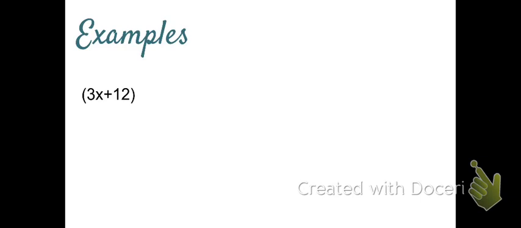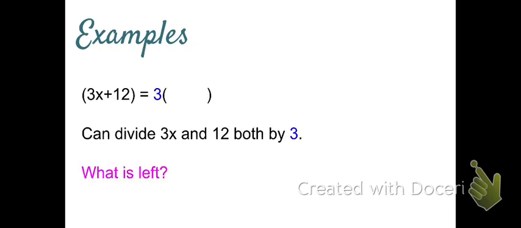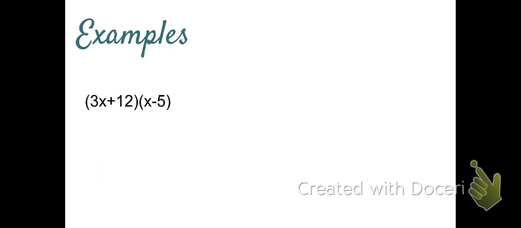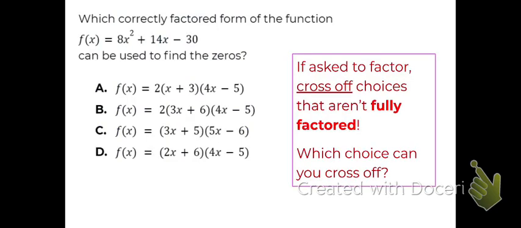So here, is this fully factored? No, I can divide 3x by 3, and I can divide 12 by 3. So I can factor out a 3. And when I do that, I'm left with an x and a positive 4 when I divide each of these by 3. So all you need to be able to do is identify when something is not fully factored. Is this fully factored? No, because again, 3x plus 12, I can still factor that. How about x minus 5? Is that factored? Yes. So now we have a fully factored problem.